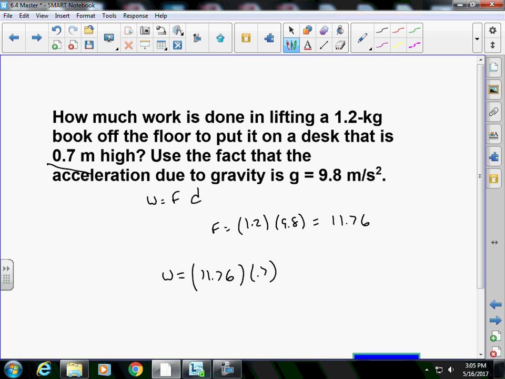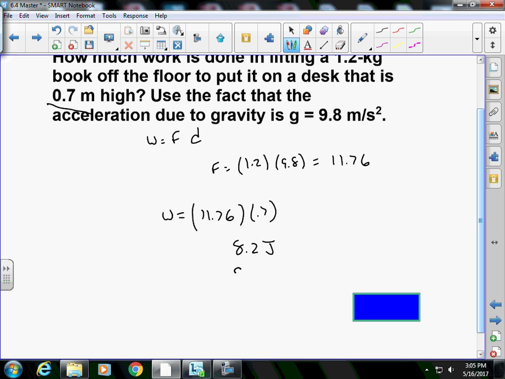We're going to work that out, and I get 8.2 joules. Or you could say 8.2 newton meters. Again, either one would be absolutely correct. I wouldn't take off anything on the test if you give me newton meters as opposed to joules. I will take off for not remembering to multiply by the 9.8 when we're in metric.